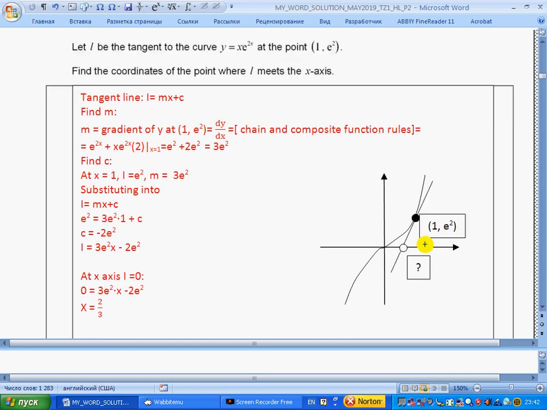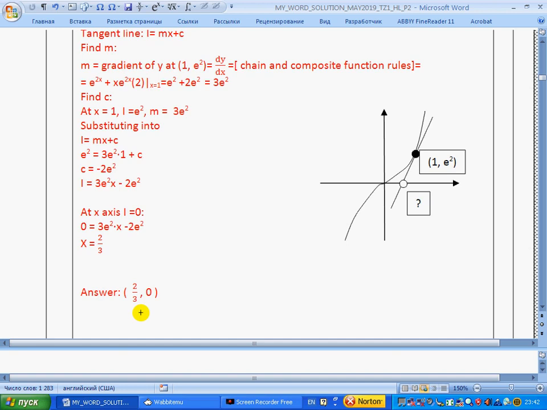When it meets the x-axis, y equals 0. Setting y equals 0, we find it happens when x equals 2 over 3. So the coordinates are (2/3, 0). This question is done.